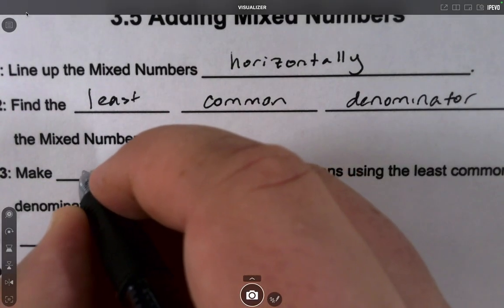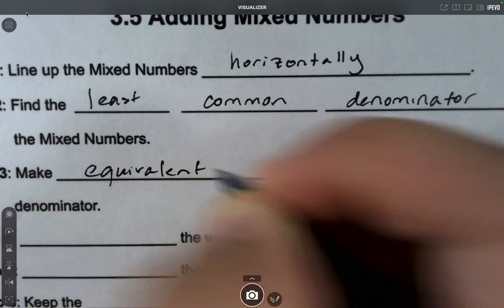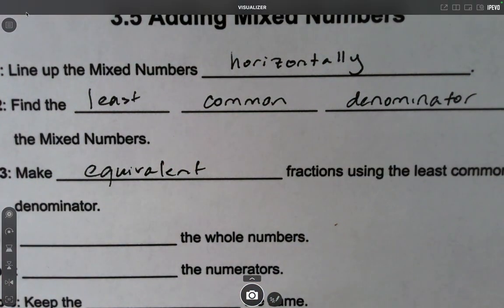Next is to make equivalent fractions using the least common denominator. That's where you have to multiply the top and bottom of a fraction, or both fractions, by a certain number so that their denominators will be the same. So tell you what, I want to go ahead and start the first example as we go through these steps, because I think instead of just listing all the blanks, it'd be better if we actually start doing one to see how this works.